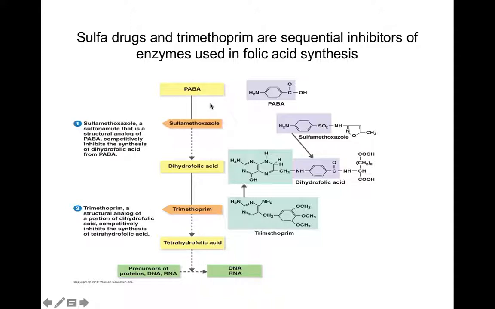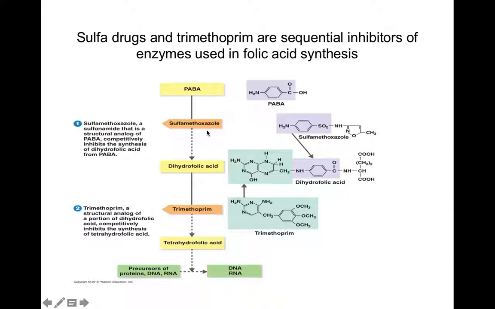But what I would like you to know is the sulfa drugs like sulfamethoxazole, they're irreversible competitive inhibitors of one enzyme in this pathway. And then trimethoprim is a competitive inhibitor of a second enzyme in the pathway. And thus we say they're sequential inhibitors of folic acid synthesis. Very often these drugs are given in combination. So for example, the antibacterial called Bactrim is a combination of trimethoprim and sulfamethoxazole.